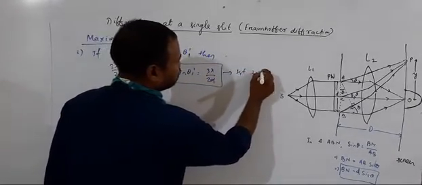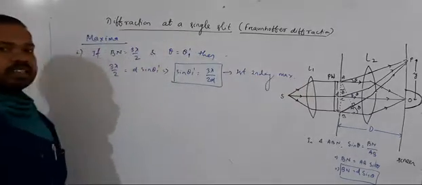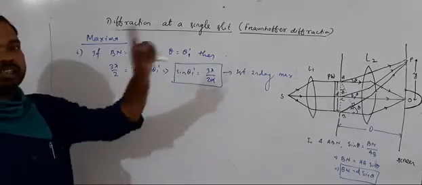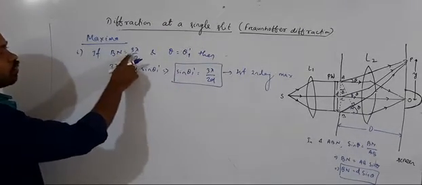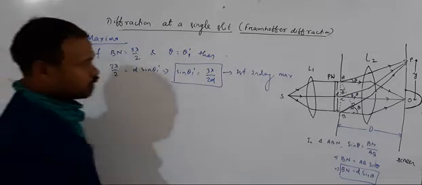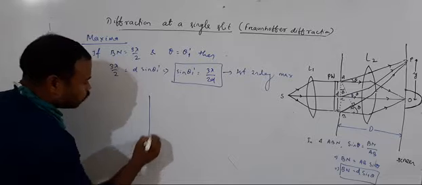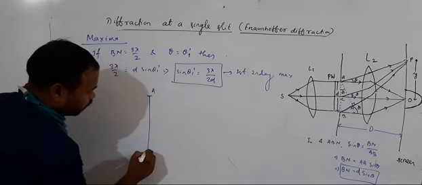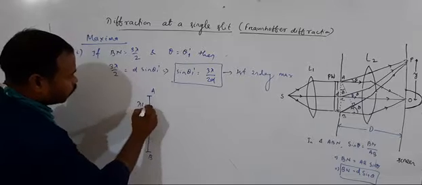This is the position of first secondary maxima. Why is it the first secondary maxima? Why is maxima obtained now? You see here Bn, the path difference, is equal to 3 lambda by 2. This means this slit AB is now assumed to be divided into 3 equal parts, each of width lambda by 2.